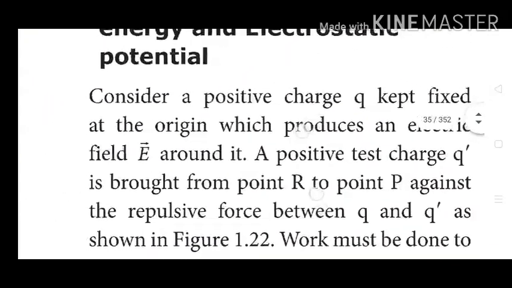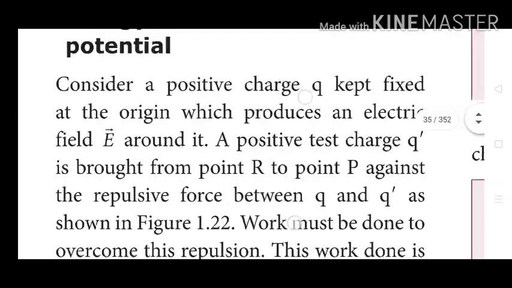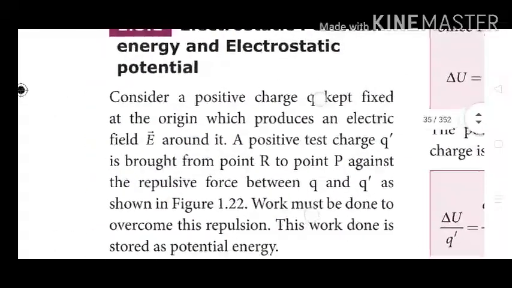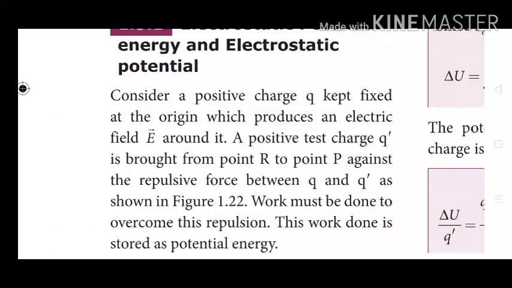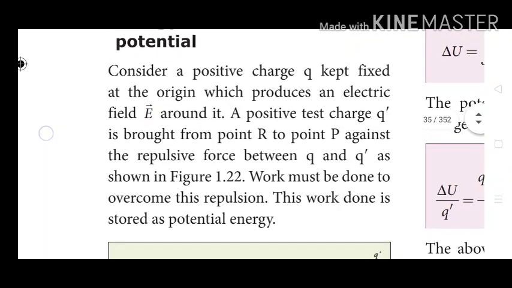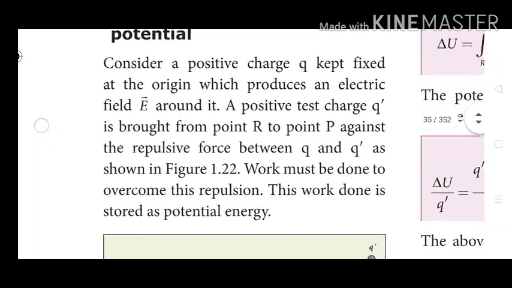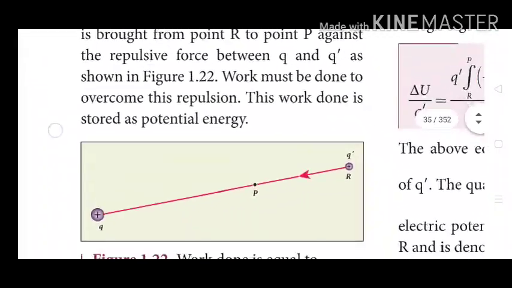Consider a positive charge Q kept fixed at the origin, which produces an electric field E vector around it. A positive test charge Q dash is brought from point R to point P against the repulsive force between Q and Q dash, as shown in the figure. Work must be done to overcome this repulsion. This work done is stored as potential energy.